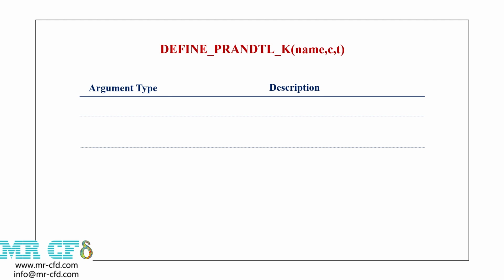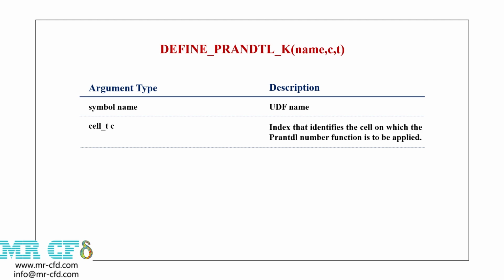To examine the arguments, we consider the DEFINE_PRANDTL_K macro. This macro is represented using 3 arguments. The first argument indicates the name of the desired function. The second argument is an indicator of the cell index. It specifies a cell from a specific cell thread so that the desired function can be applied to it. The third one is a pointer to the cell thread that the desired function should be applied to its cells.